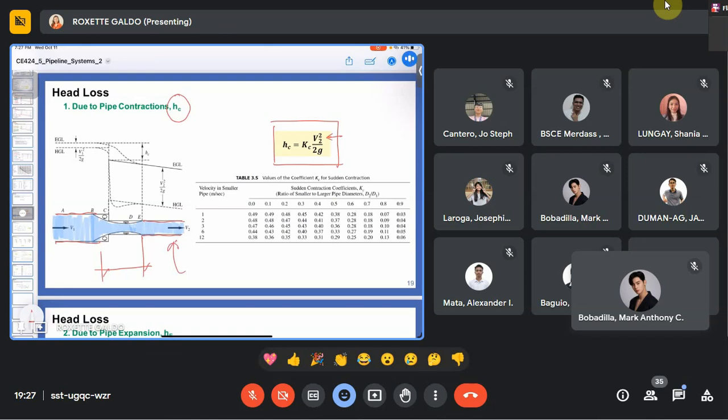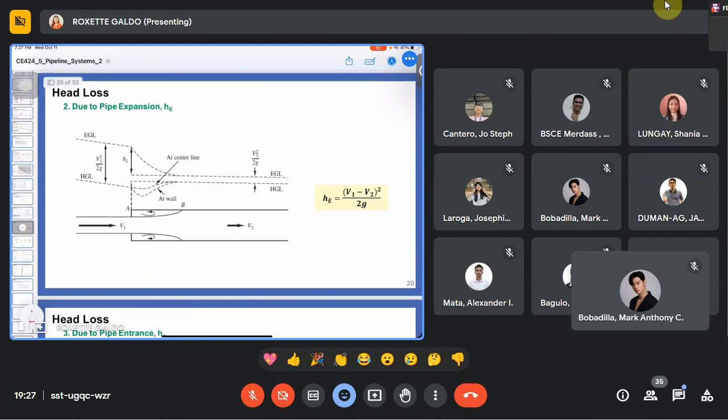And Kc here is the coefficient for sudden contraction. Depending on how big the difference in pipe diameter is, that is also the value of Kc. But usually this is already given in the problem. So what if the transition of the pipe is from small to large? Earlier it was large to small.